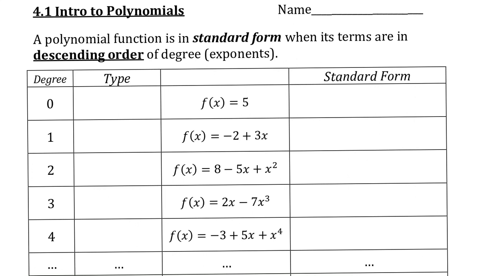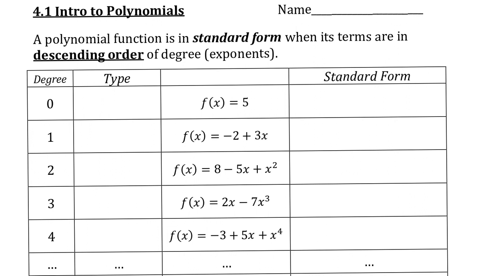Okay, chapter 4, we're going to look at polynomials, mostly of higher degree, because last chapter we were looking at degree 2 or quadratic functions. Okay, so 4.1, day 1, intro to polynomials. Okay, the first vocabulary: a polynomial is in standard form when its terms are in descending order of degree, and when we see degree, we're thinking of exponents.